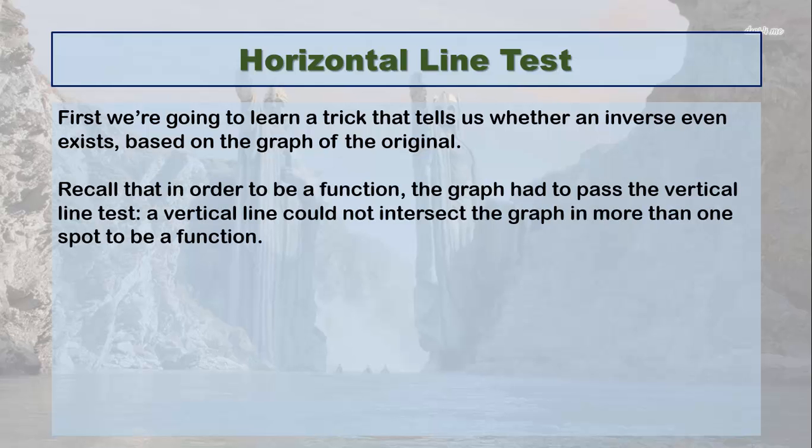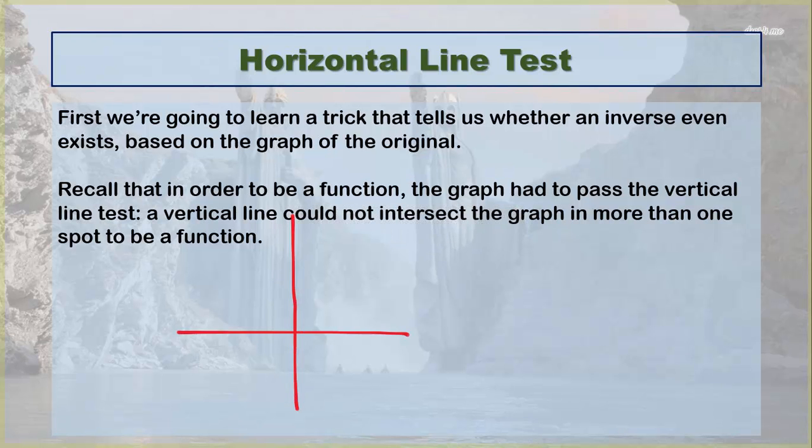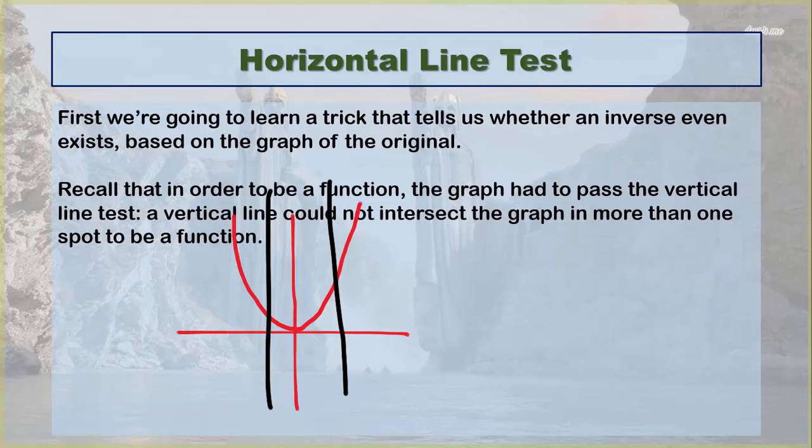First thing I want to remind you of is that when we were studying functions, there was a rule that in order for something to be a function, it had to pass the vertical line test. A vertical line could not intersect the graph in more than one spot to be a function. Okay, what that meant was an operation that looked like that passed, because if we took a vertical line anywhere, it would only pass through once.